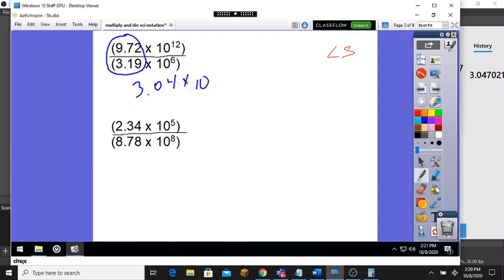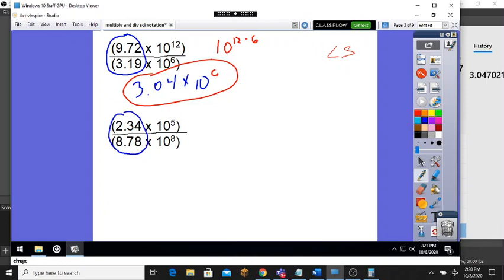Now the exponents. If in multiplying we were adding the exponents, here we're gonna do what? I hope you guys guessed that you subtract the exponents. So this 12 minus 6 is 6. If it's simple, it's because it is. It's very simple. Okay? See how easy this is?